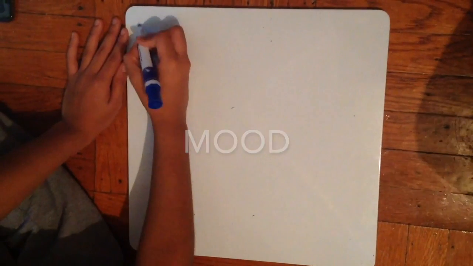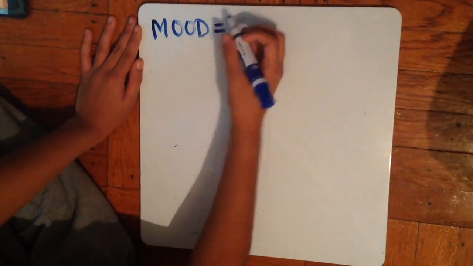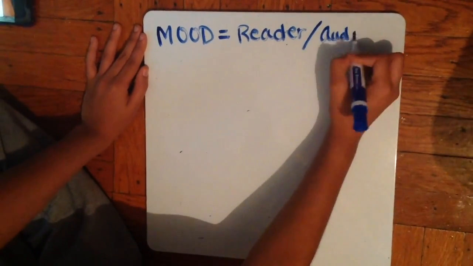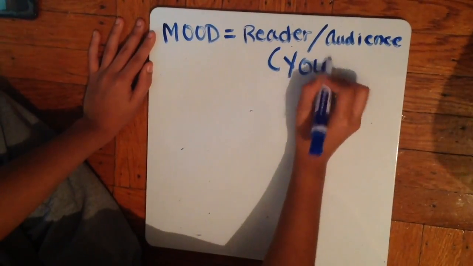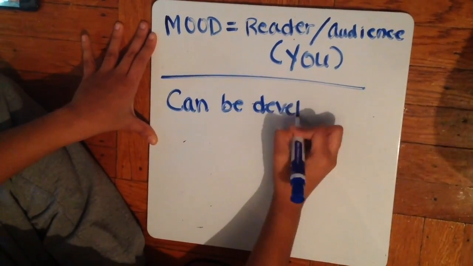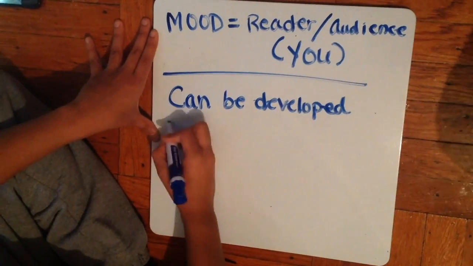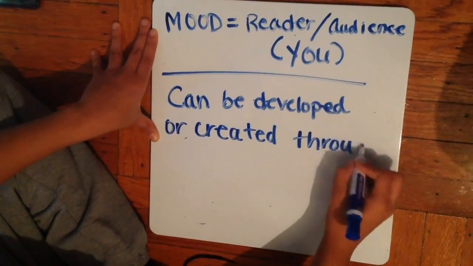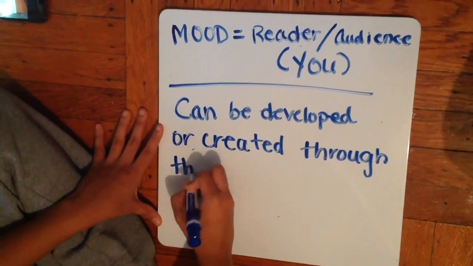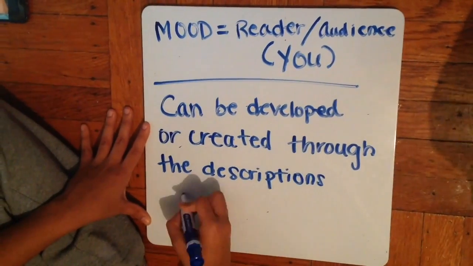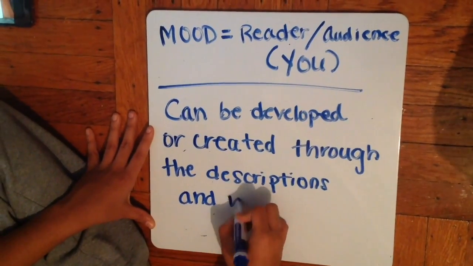Now let's learn a little bit about mood. The best way to remember the significance of mood is to remember that mood equals the reader or audience, you. Mood can be developed or created through descriptions and word choices, otherwise known as diction.